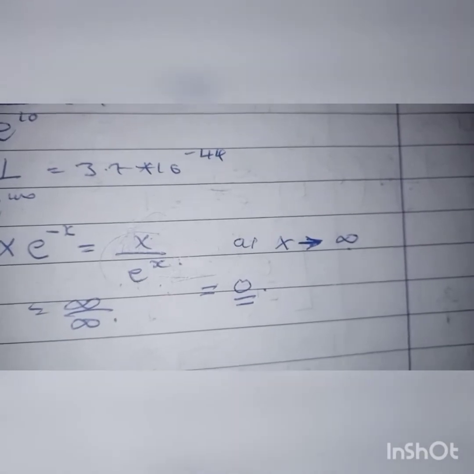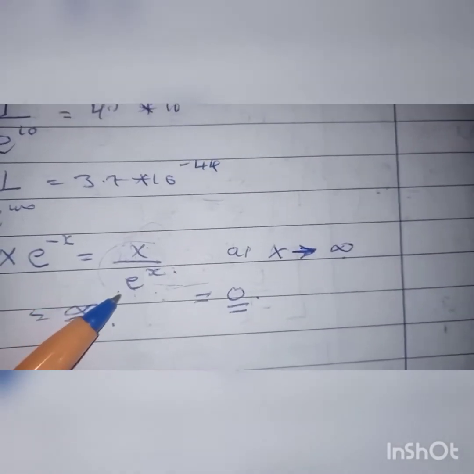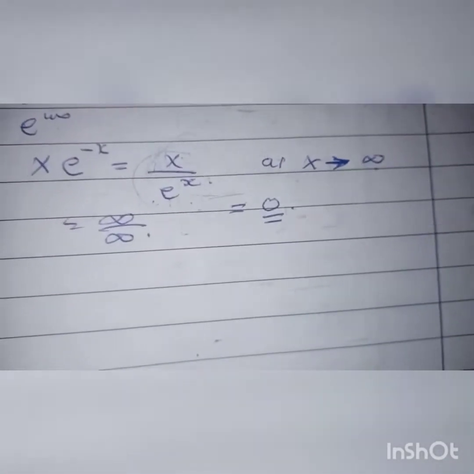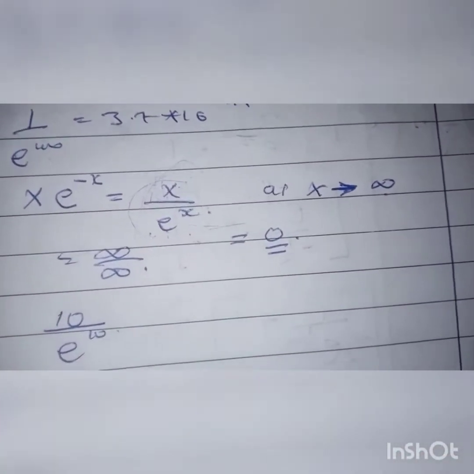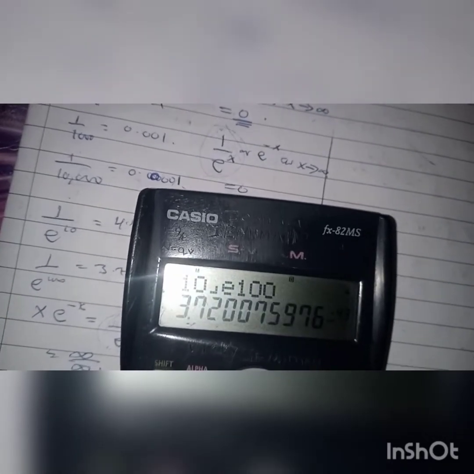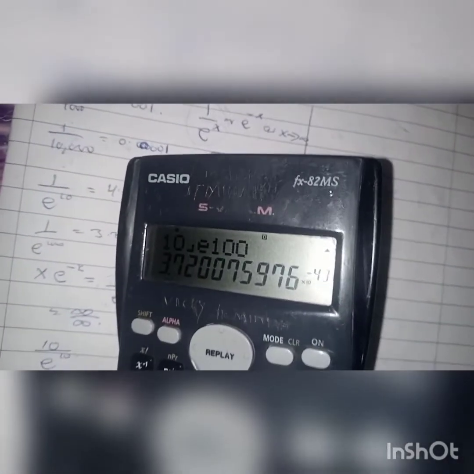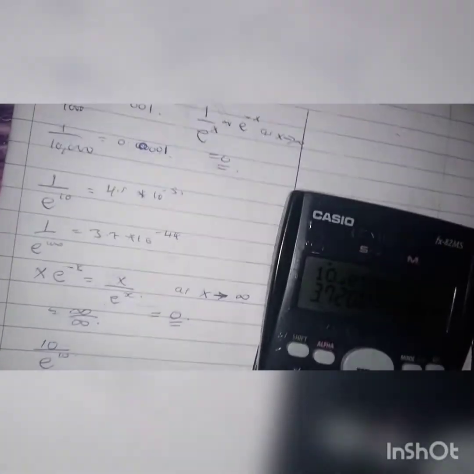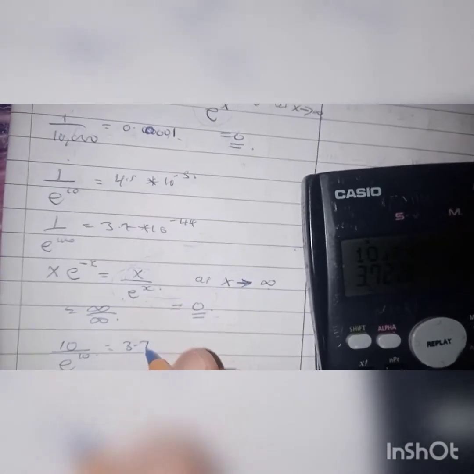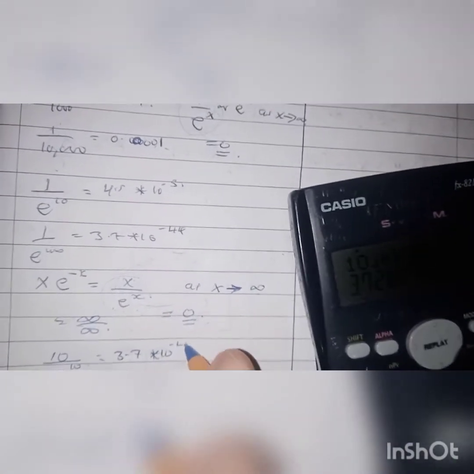Which function grows faster than the other? We know that e raised to power x grows faster. How? Let's take an example when x equals 10. So x is 10, e raised to power 10. Therefore 10 over exponential raised to power 100 is 3.7 power negative 43. Can't you see there? It's power negative 43. So let's just write it in short form, 3.7 times 10 raised to power negative 43.